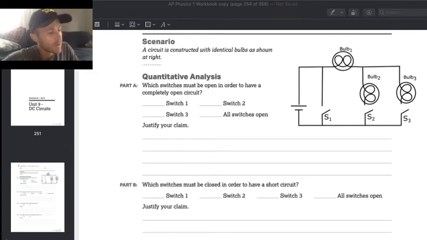So what we're going to do today is some practice problems from the workbook. Let me first tell you how to find the AP Physics workbook. College Board has released a gigantic, almost 400-page workbook for students to prepare for the AP test. And that's what we're going to use to prepare.